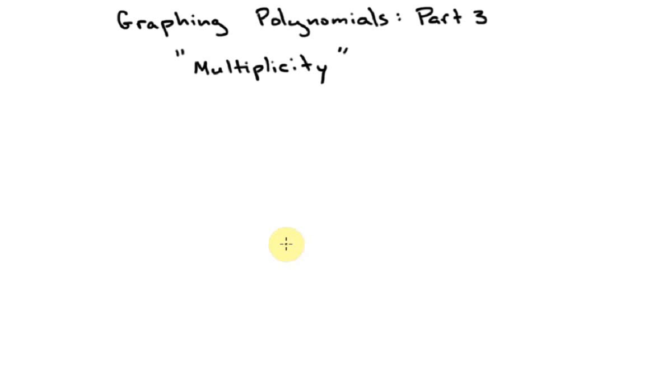All right, welcome back to graphing polynomials. This is part 3, and we're going to look at something called multiplicity. To illustrate what multiplicity is, I'm going to compare two equations here. Say you were asked to graph y equals x minus 1. And over on this side, we're going to graph y equals x squared minus 2x plus 1.